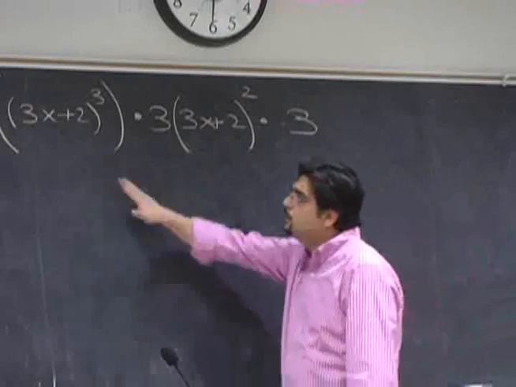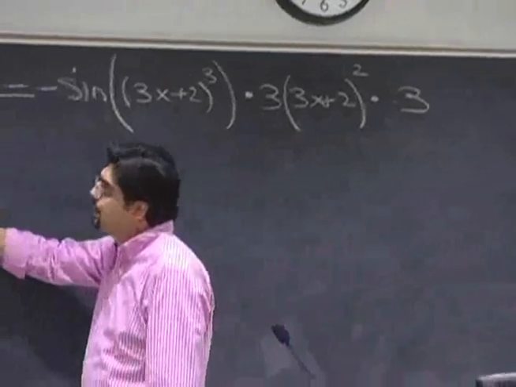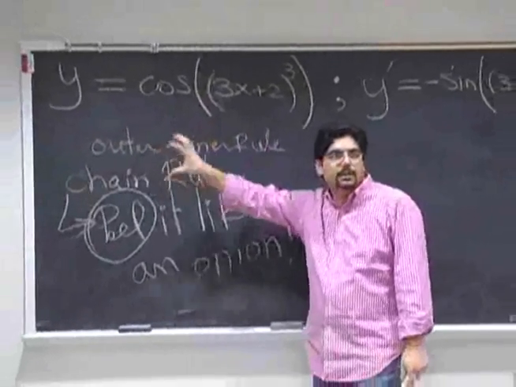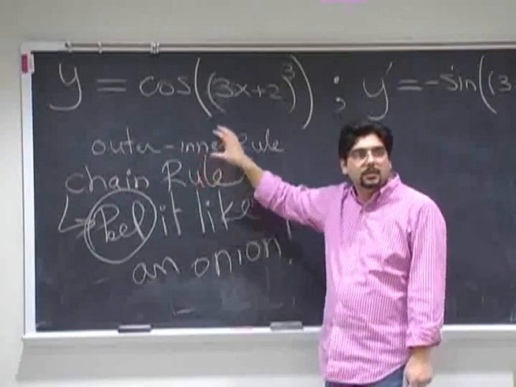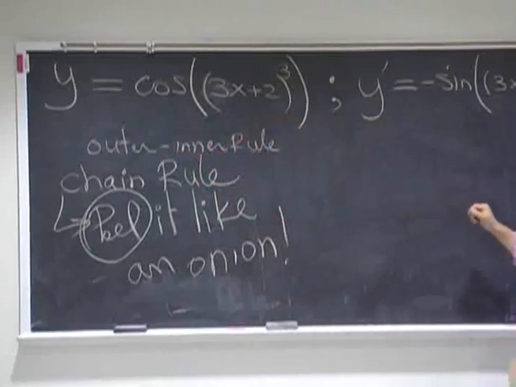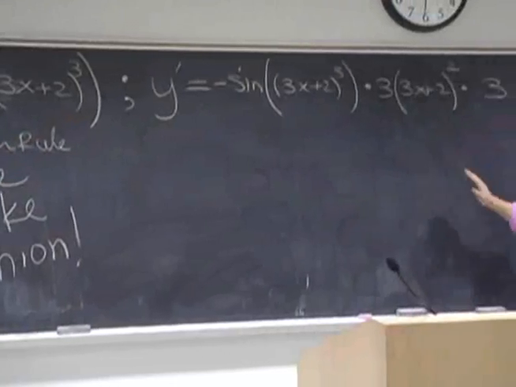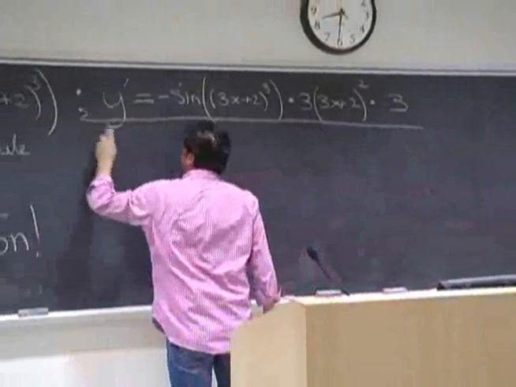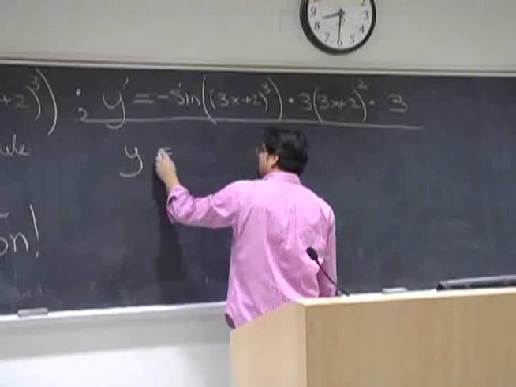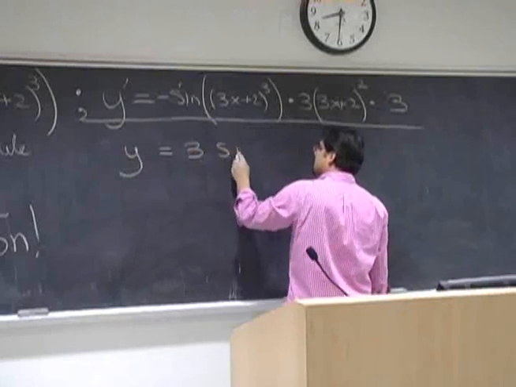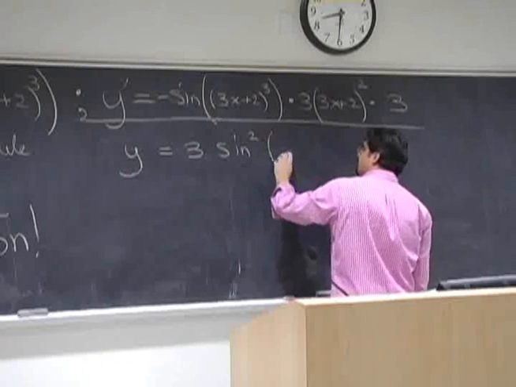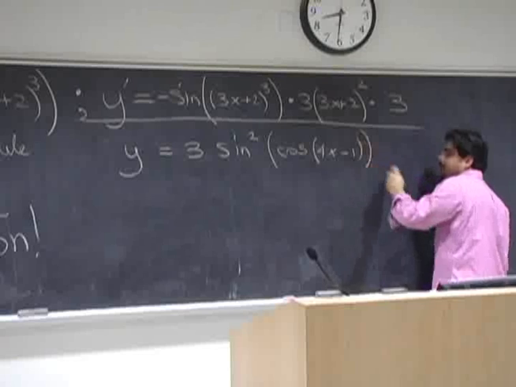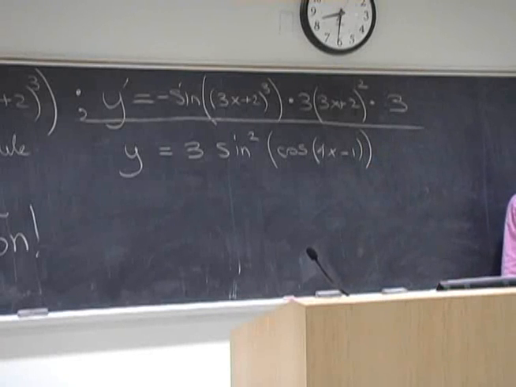Before you do this though, you have to go back and try to understand what the outermost function is, what the next function in is, and what type of function the function within that is. And then simplify the rest. Let's look at another one. Let's look at y equals 3 sine squared of cosine of 4x minus 1.